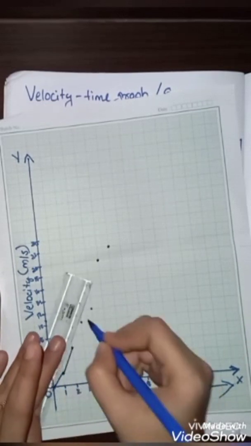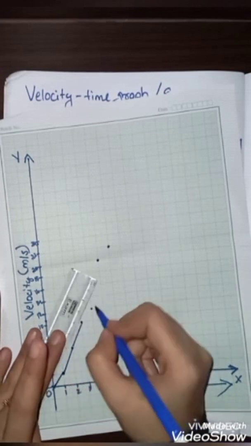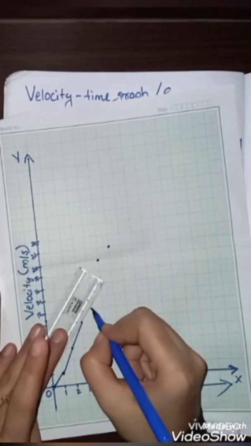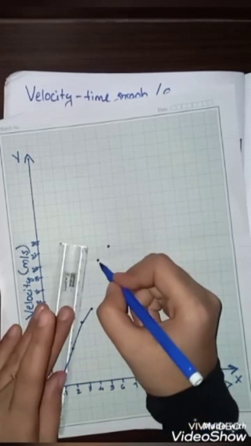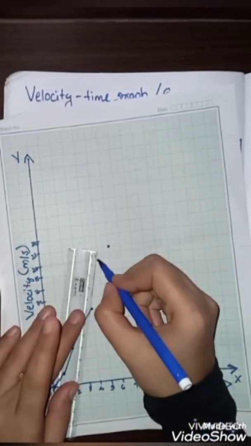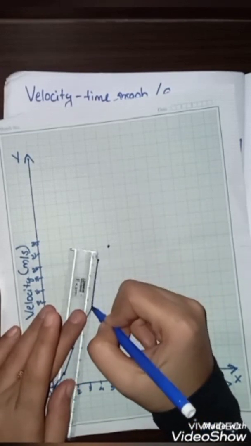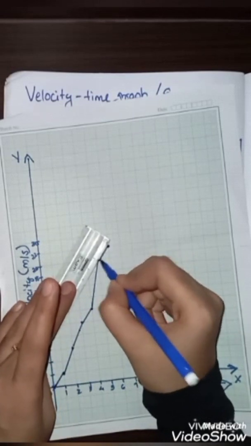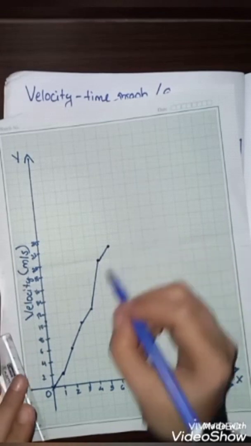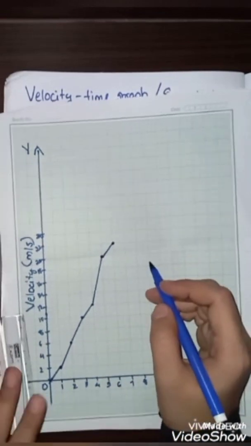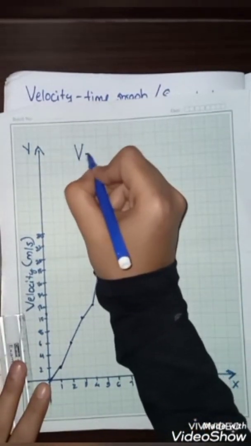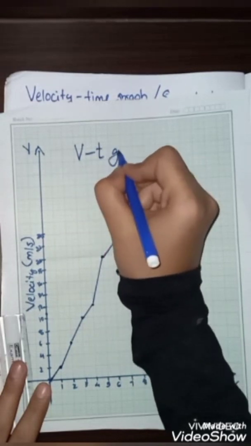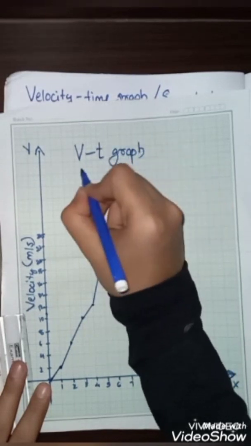This graph is the same as the distance time graph, with only one change: in place of distance it is velocity. So this is our graph. This is the velocity time graph for the given data.